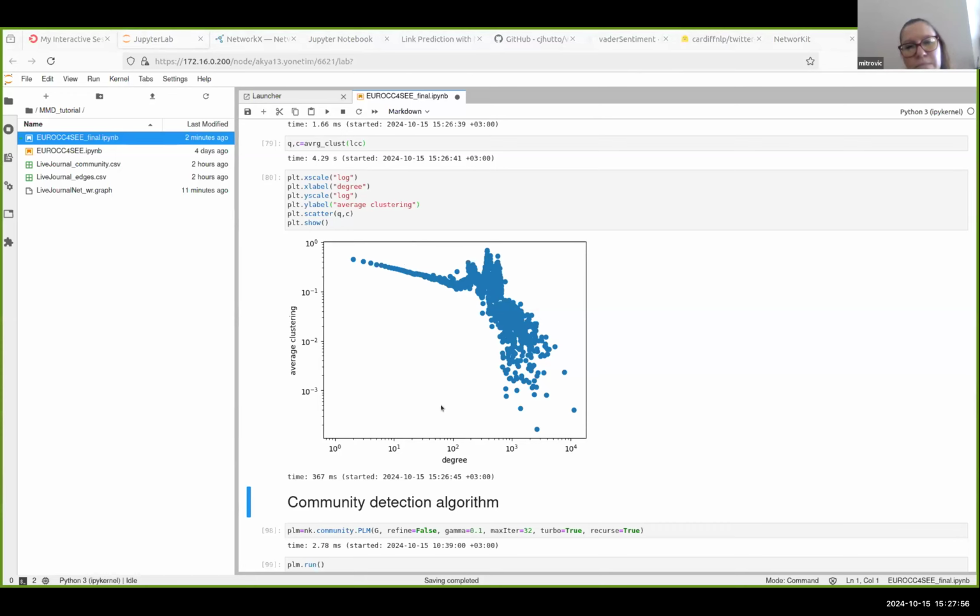We can use NetworkX, but I wanted to show you, because this network is quite large, and we can use NetworkX, but NetworkX is a relatively slow tool, okay? But you can use NetworkX, that's not an issue, okay? You will be just slower.